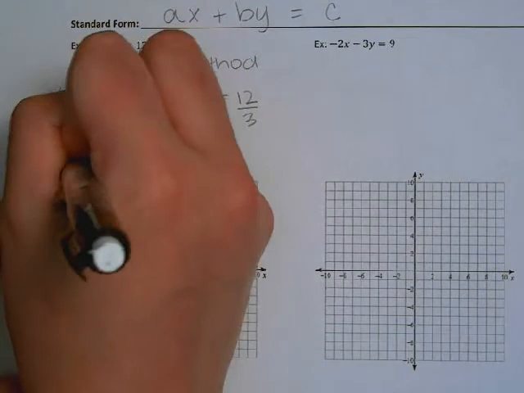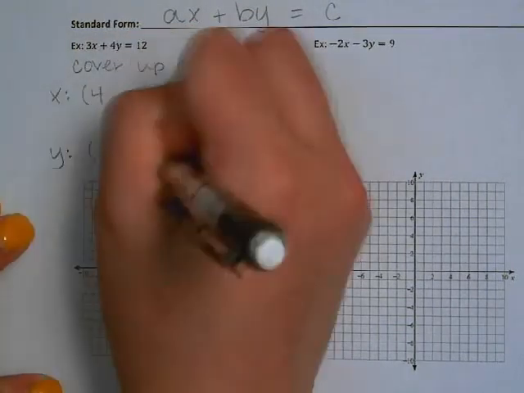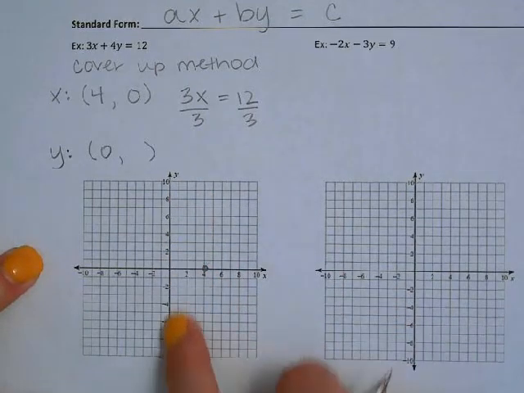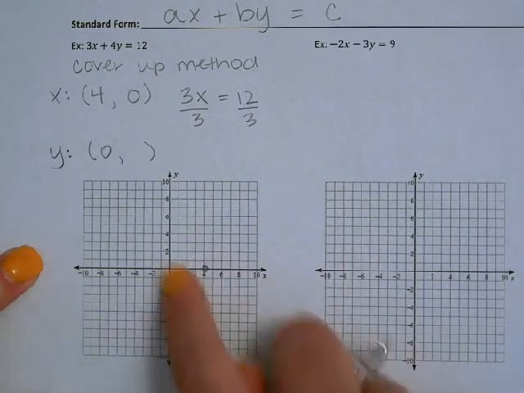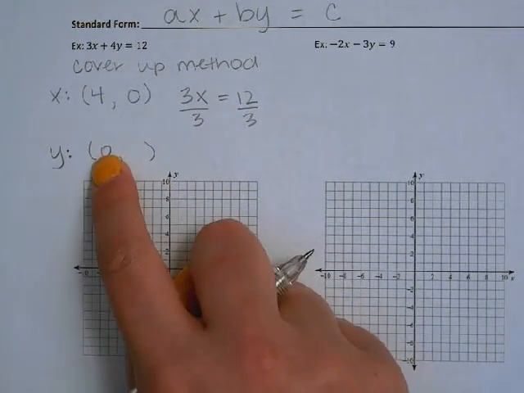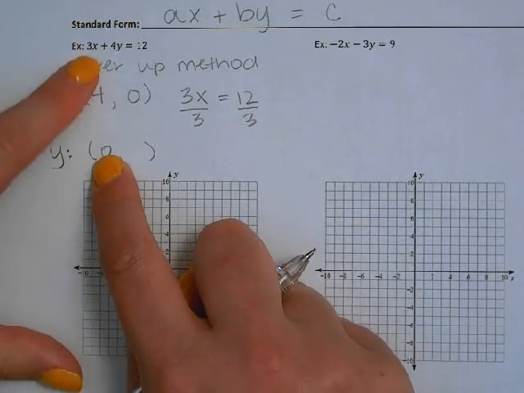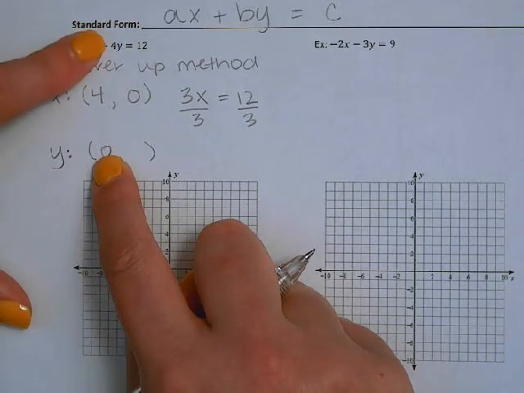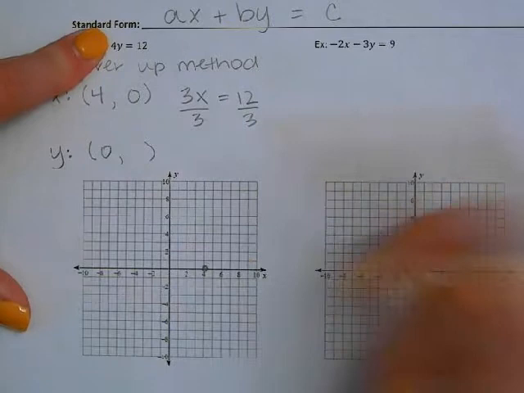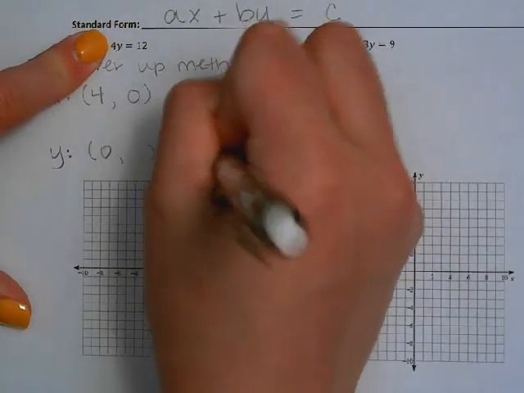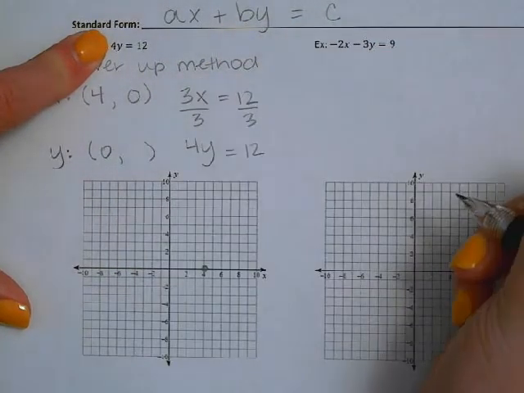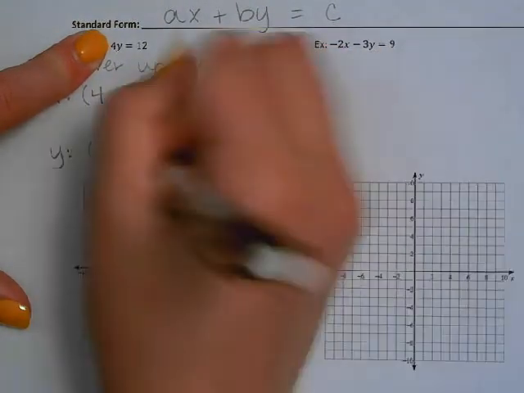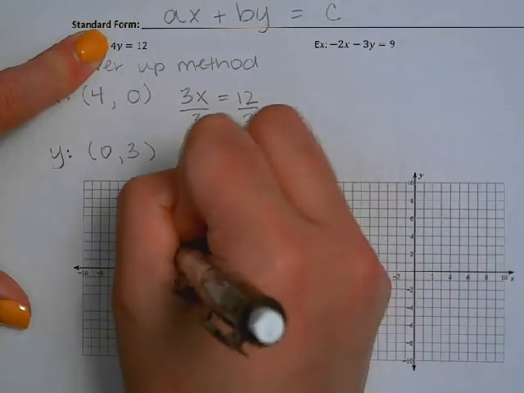Then for the y-intercept, I know that anywhere along the y-axis, the x value is 0 because it hasn't moved left or right at all. So the x value is going to be 0. And if I were to look at the equation and plug 0 in for x, I get 3 times 0 is 0. So it's like that's not even there. I'm going to cover it up. And I get 4y equals 12. And then I'll go ahead and divide by 4 on each side. And so that's 3. So the y-intercept is 3.